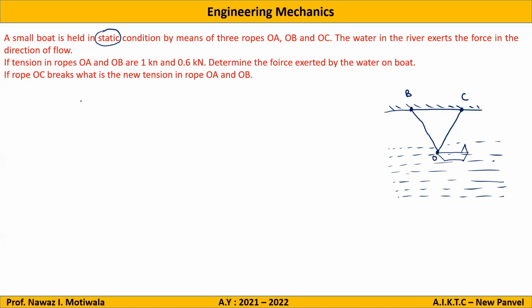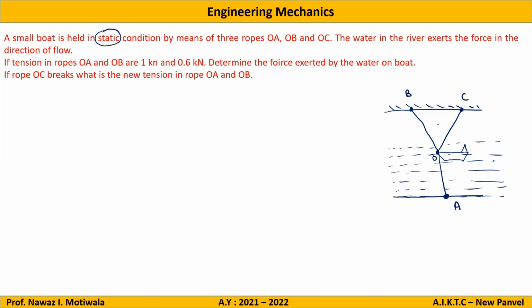The question is: a small boat is held in the static condition by means of 3 ropes, OA, OB and OC. So where is OA? Just a minute. There is something missing in the diagram. Point A is below the ground. This is point A. OA, OB and OC.